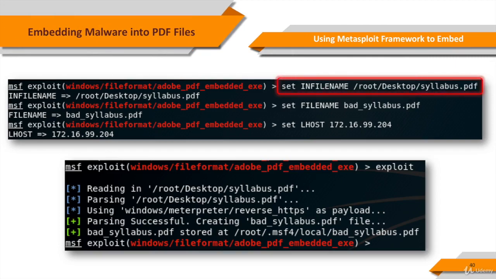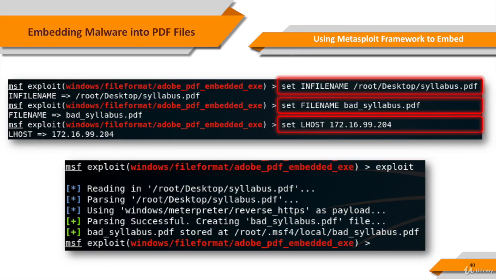The next step is to set the options. Set the template PDF file in file name. If you don't, Metasploit Framework will use its own template. Set the output PDF file name. If you don't, Metasploit Framework will name it evil.pdf. Now set the options of the payload you choose. If you choose a reverse HTTPS Meterpreter payload like me, set the IP address of the listener, lhost. Set the listener port if you don't want to use the default one, lport. And when you're finished setting your options, you can use the exploit or run commands to generate the file.